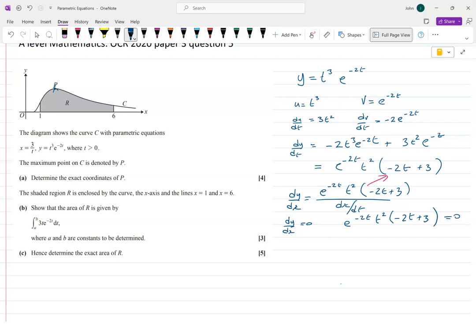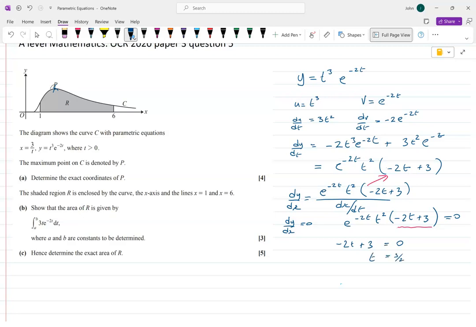equals 0. Now that gives us t equals 0, but note it's told us that t is greater than 0. So that's out. This can't be equal to 0 because it's the exponential function. It never becomes 0, or if you try and find the log of 0, it's a maths error. It's a bad way of mathematically explaining it. But anyway, it's never 0, whereas this bit is the thing that we need to look at. So we get our value for t. We have minus 2t plus 3 equals 0, so t is equal to 3 over 2.